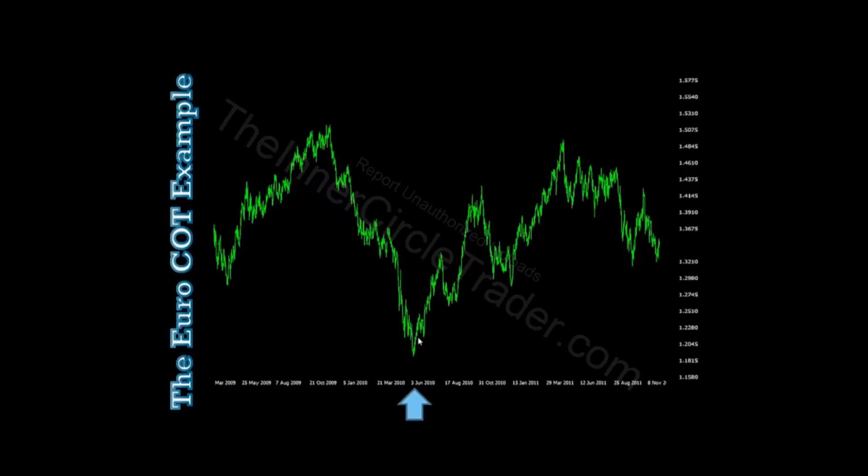Here's where the commercials were wildly net long, and here's where they move back to a net long position, and then all of a sudden it took off. A lot of money to be made right there. Lots and lots of money to be made in something like that.